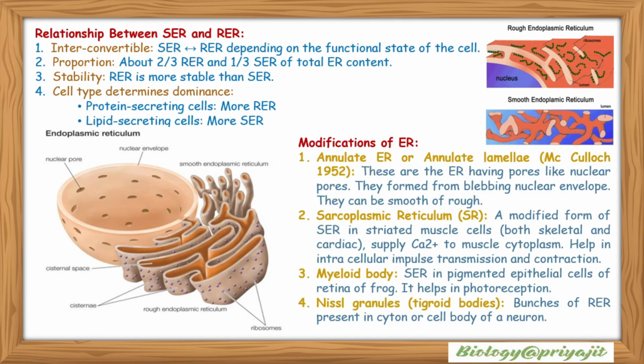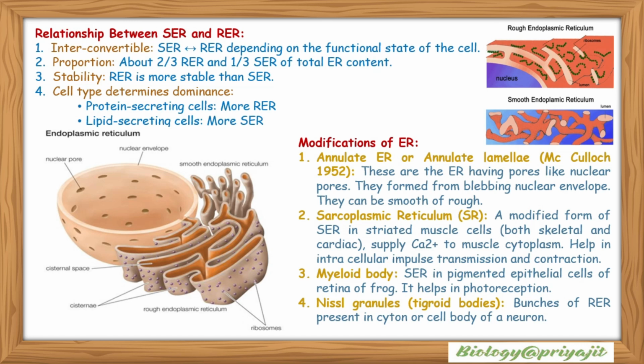So what are the modifications of endoplasmic reticulum? Annulate ER or annulate lamellae. It was discovered by McCulloch in 1952. These are basically ER having pores like nuclear pores. They are formed from the blebbing nuclear envelope. They can be smooth or rough.